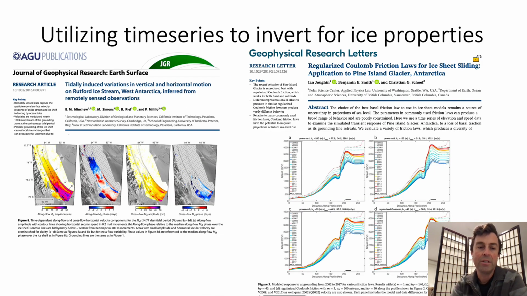And one of the areas where great progress has been made is using detailed time series of surface velocity and surface elevation to invert for parameters that we are unable to observe directly, specifically basal parameters. And so these are just two examples of different studies that used time evolving records of ice motion to determine what was going on at the base.